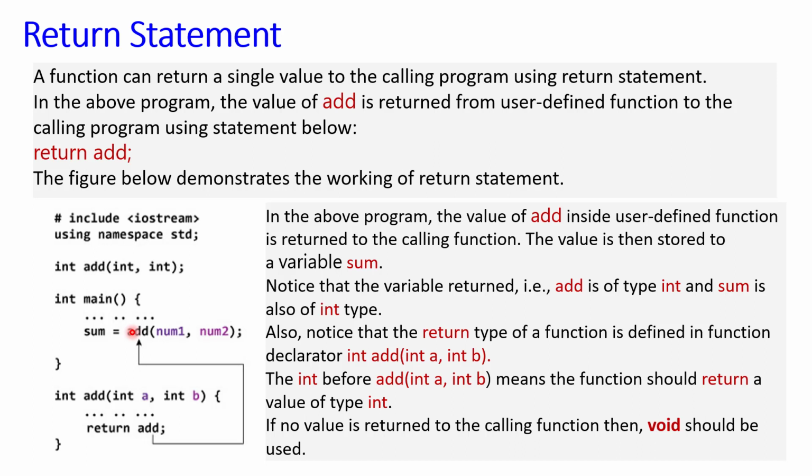The simple problem. Notice that the variable returned, that is add, is of type integer, and sum is also of integer type. Also notice that the return type of a function is defined in the function declaration. int add, so defined here. The int before add means the function should return a value of integer type. You already defined a and b also as integer. If no value is returned to the calling function, then void can be used.